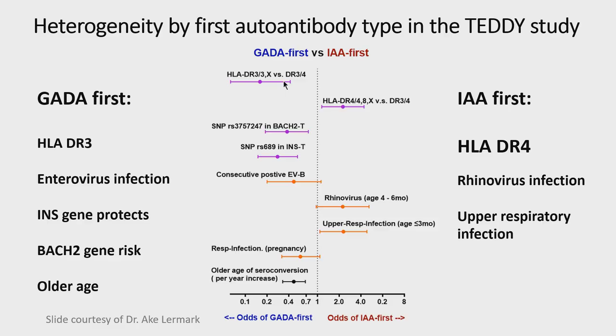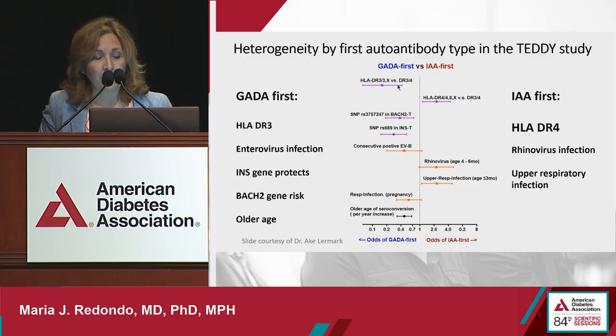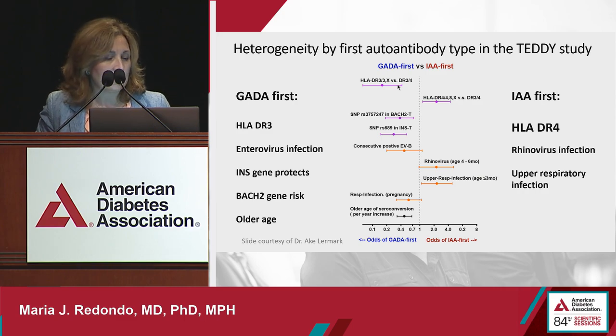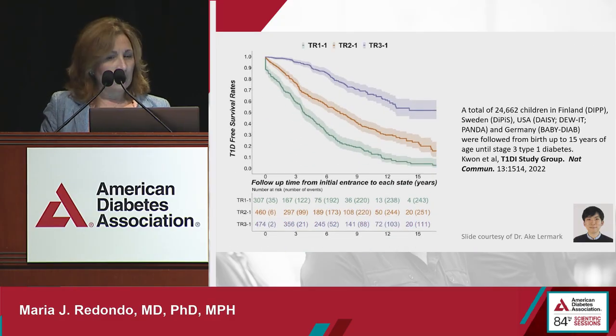On the other hand, people who develop insulin antibodies first are more likely to be younger, to have DR4, DQ8, to have rhinovirus infection and upper respiratory infections. And this data comes from the TEDDY study and was presented by Dr. Oki Lermark on Friday. So, okay, there we go.